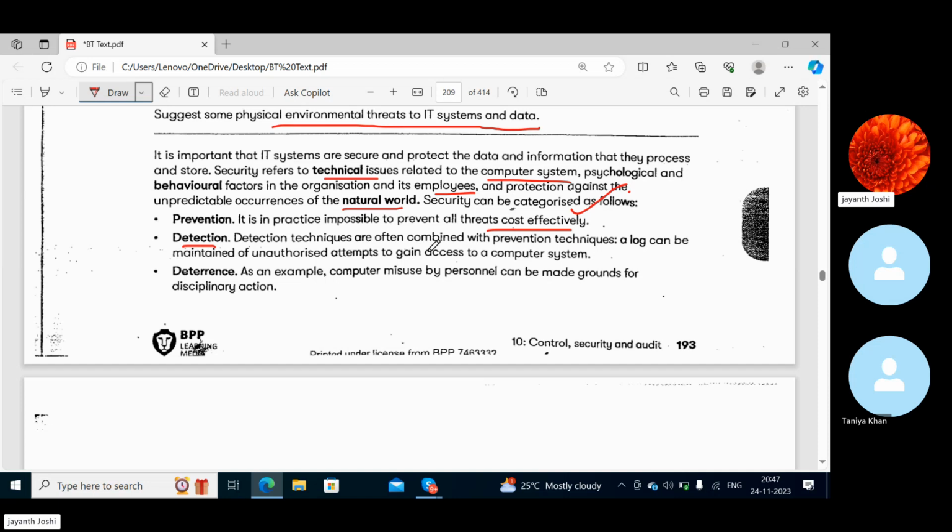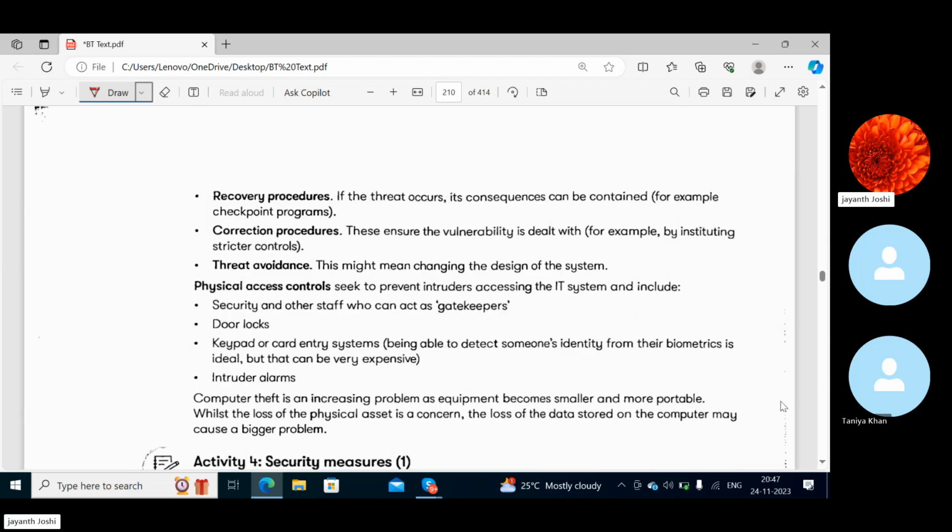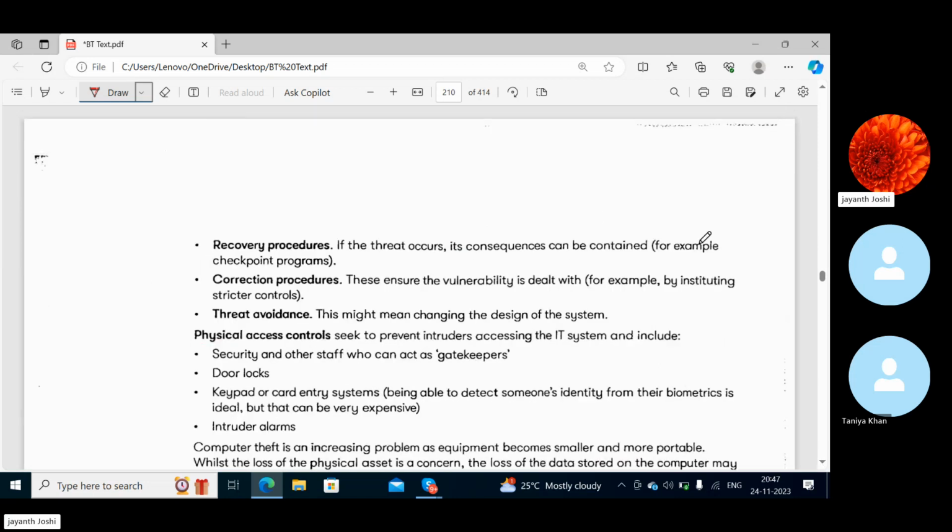Detection techniques are often combined with prevention techniques. A log can be maintained of unauthorized attempts to gain access to a computer system. Deterrence, an example: computer misuse by personnel can be made grounds for disciplinary action. So you can prevent, you can detect, you can stop the person from doing that by punishing them. Recovery procedures: if the threat occurs, its consequences can be contained.